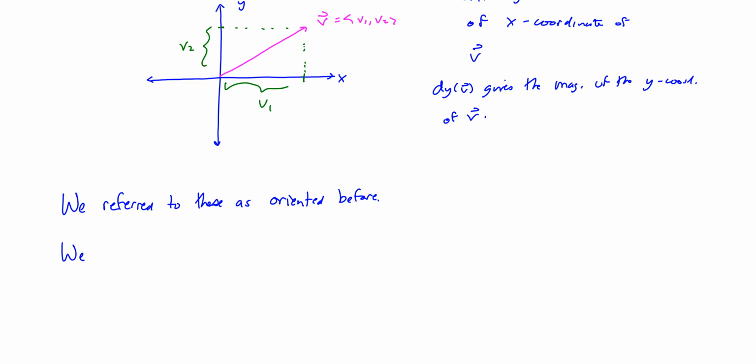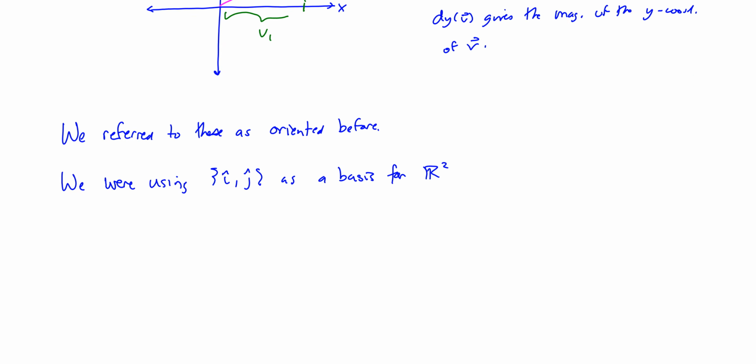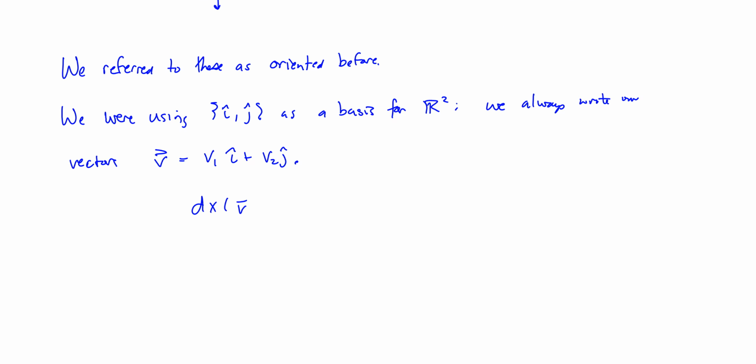But we were using, and have been using the whole time, the vectors i and j as a basis for R2. So what does that mean if you haven't had linear algebra? We always write our vectors in terms of this basis. So v is like v1 i plus v2 j. So we expand all of our vectors in terms of this basis. So now when we apply our dx and our dy, we're actually using this basis, right? So when we take dx of v, what is this doing? This is picking off the coefficient of i here. So this is giving me v1.